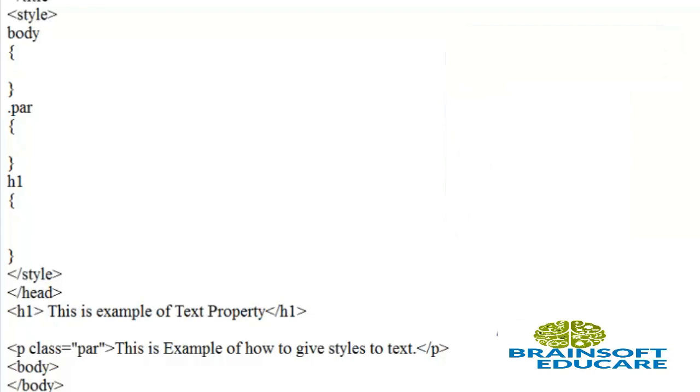We have used the same HTML document which we used in the previous video tutorial. So here is one h1 tag and one p tag, which is the paragraph tag. We have created 3 selectors: one is the body, another is the class paragraph, and the third one is the h1 selector. So I want to first give style to the h1 tag. I want to set the color of the h1 tag.